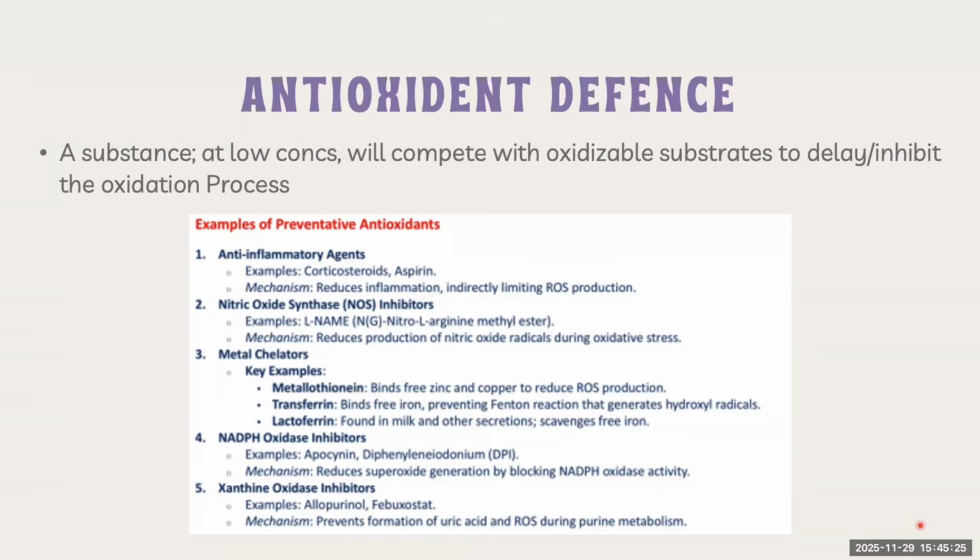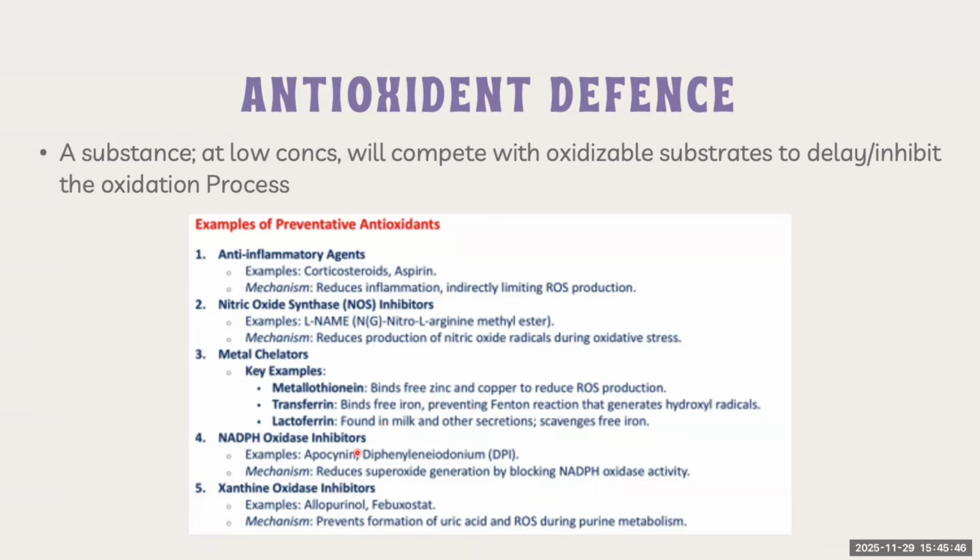Then we have metal chelators. A chelator is basically a substance that will bind to metals, and this will reduce their reactivity. So, for example, as we said earlier, we have iron, which participates in our Fenton reaction. It will react with hydrogen peroxide to form hydroxyl radicals, right? So when we use a metal chelator, it will bind to iron and prevent this reaction from happening, and hence it will cause a decrease in oxidative damage.